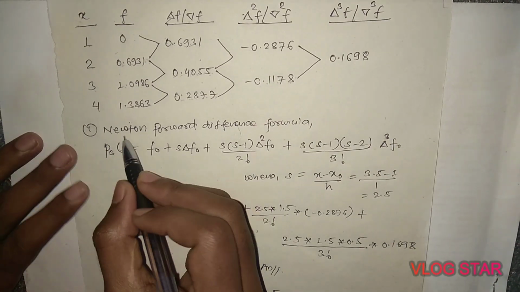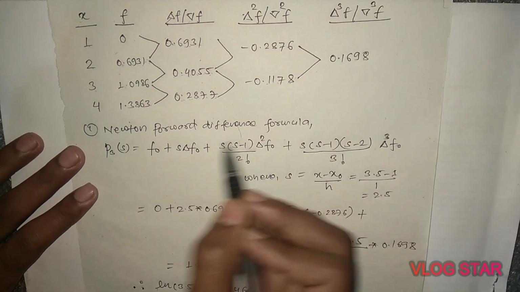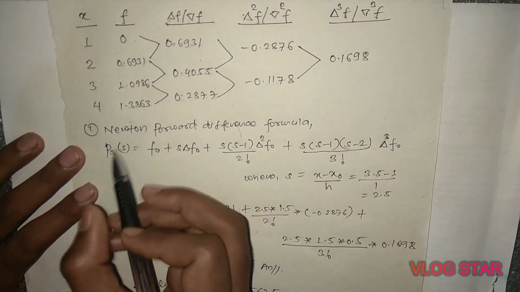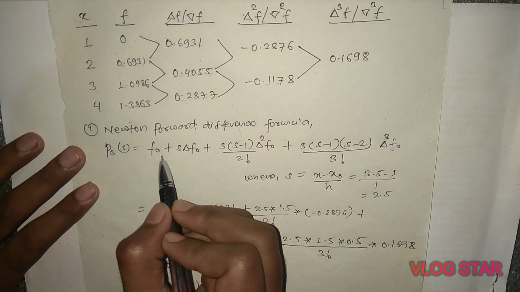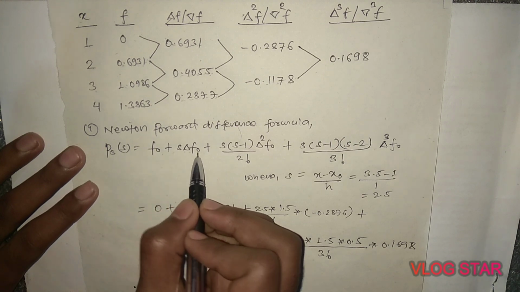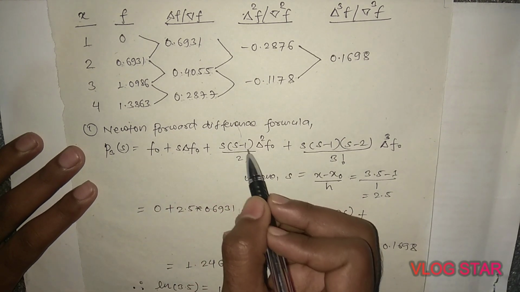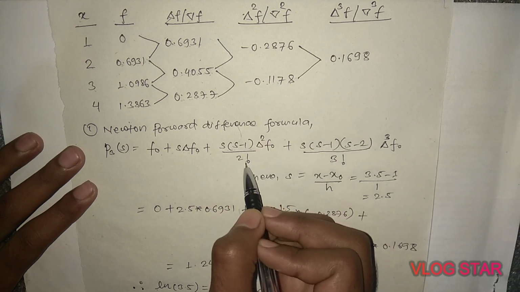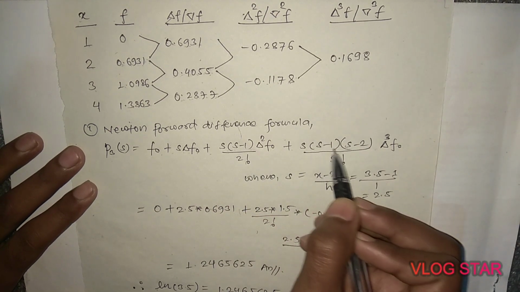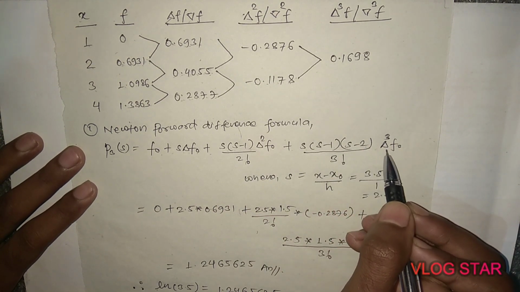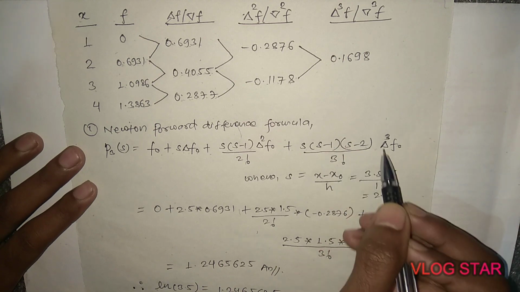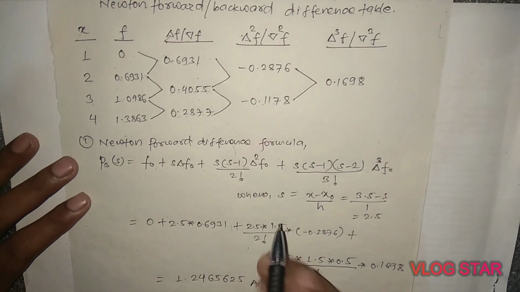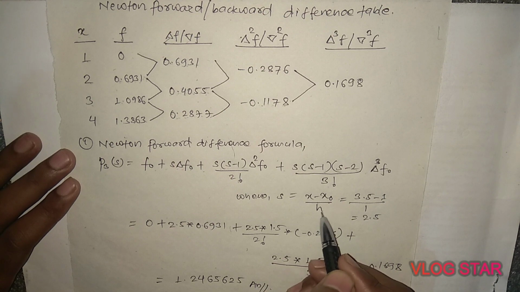And here we have the formula for Newton's forward difference. We have the Newton's forward difference formula P3(x) equals F naught plus s del F naught plus s into (s minus 1) del square F naught upon 2 factorial plus s into (s minus 1) (s minus 2) upon 3 factorial into del cube F naught. And here s is equal to (x minus x naught) upon h.